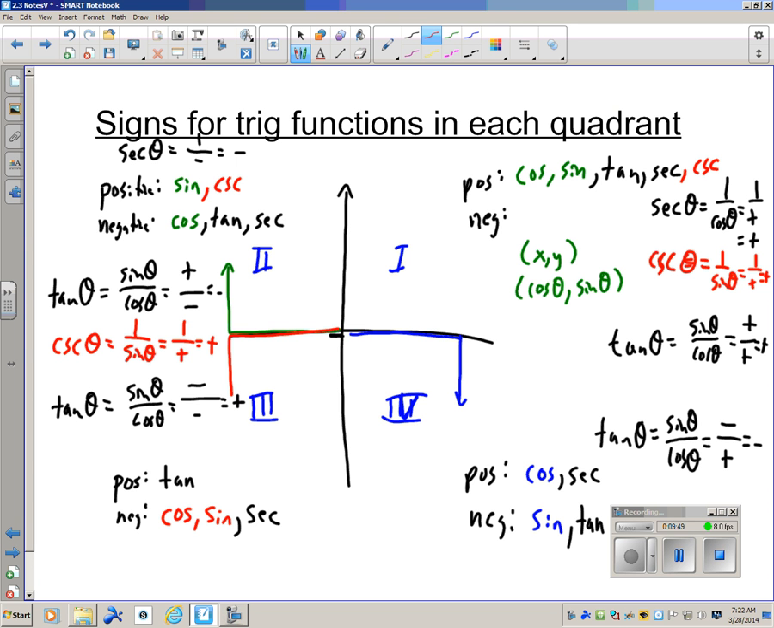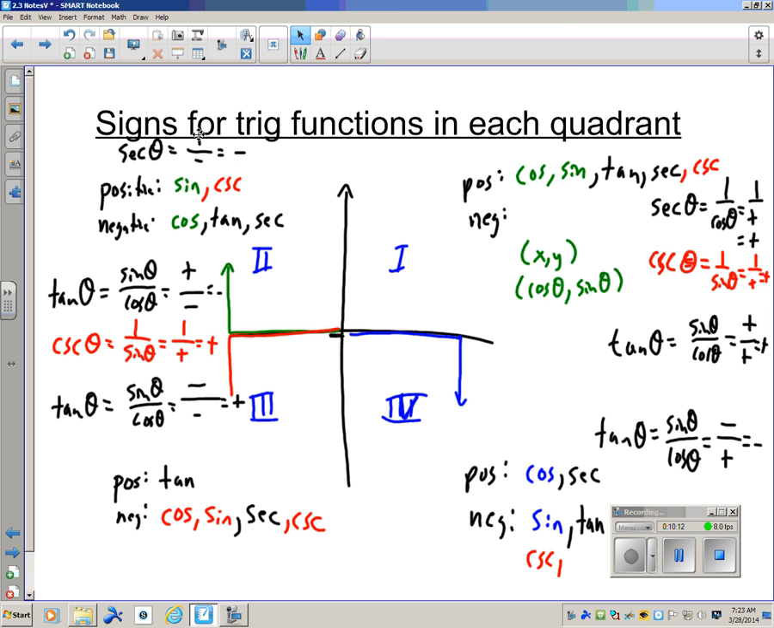So you can start to see again, the pattern is the function and its reciprocal, they are of the same sign. So in quadrant 3 down here, since sine is negative, cosecant is going to be negative. Since down here in quadrant 4 here, your sine is negative, cosecant's going to be negative.